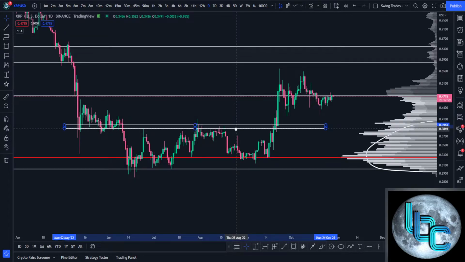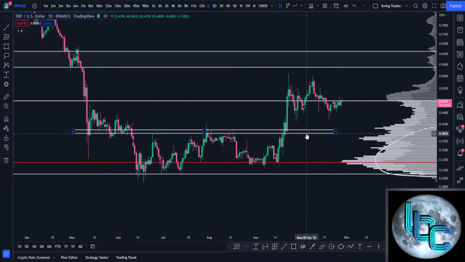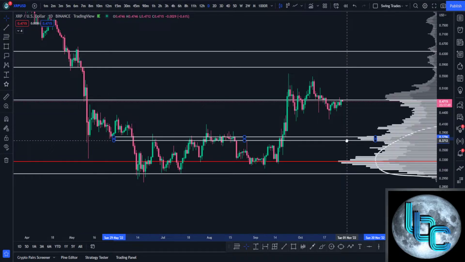We could even say that this is the range down here, maybe even this node right here. Let's take a look. Let's bring this in over here. It's got a lot of trading volume going on here. Let's pull this all the way over. If I can get this thing, there we go.